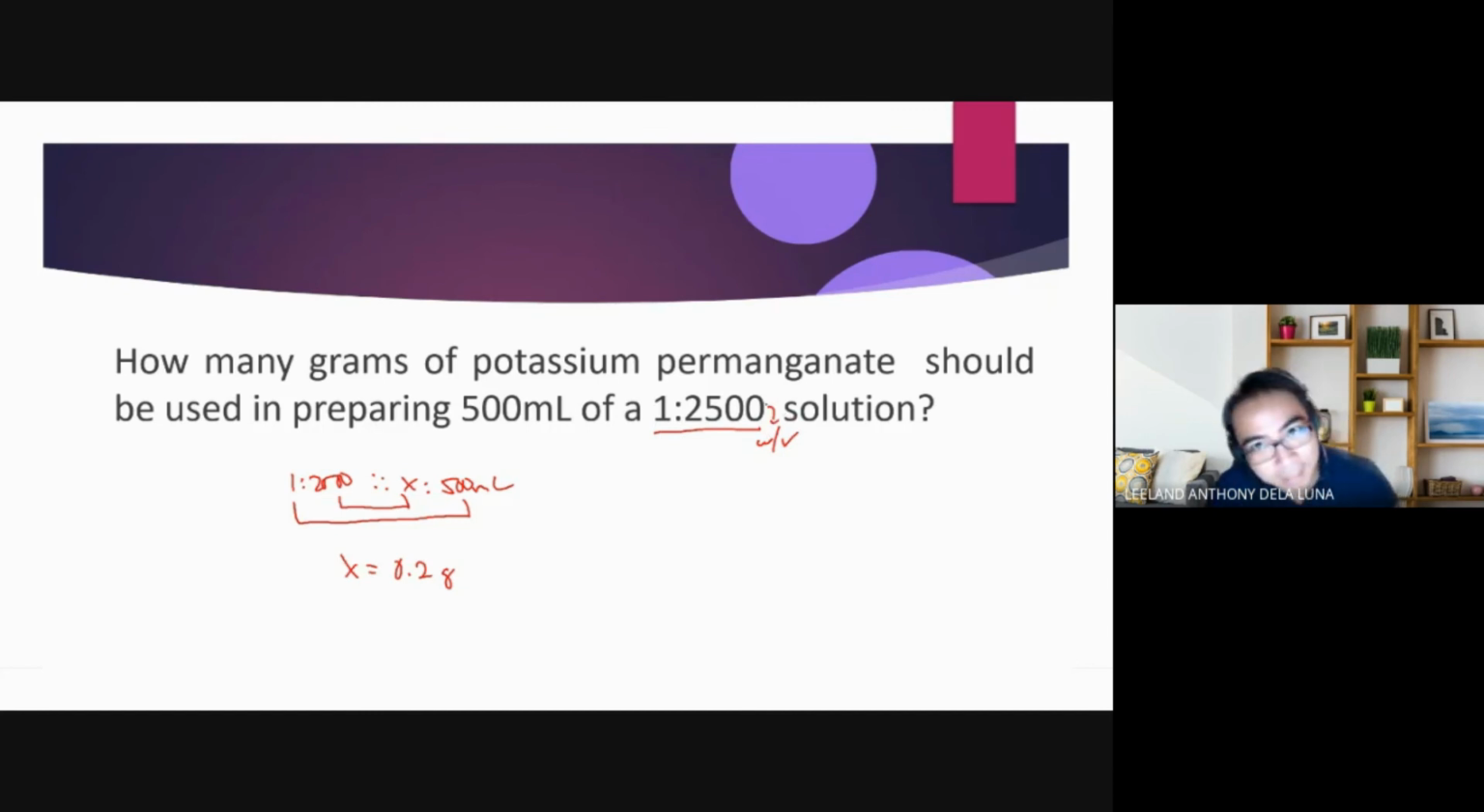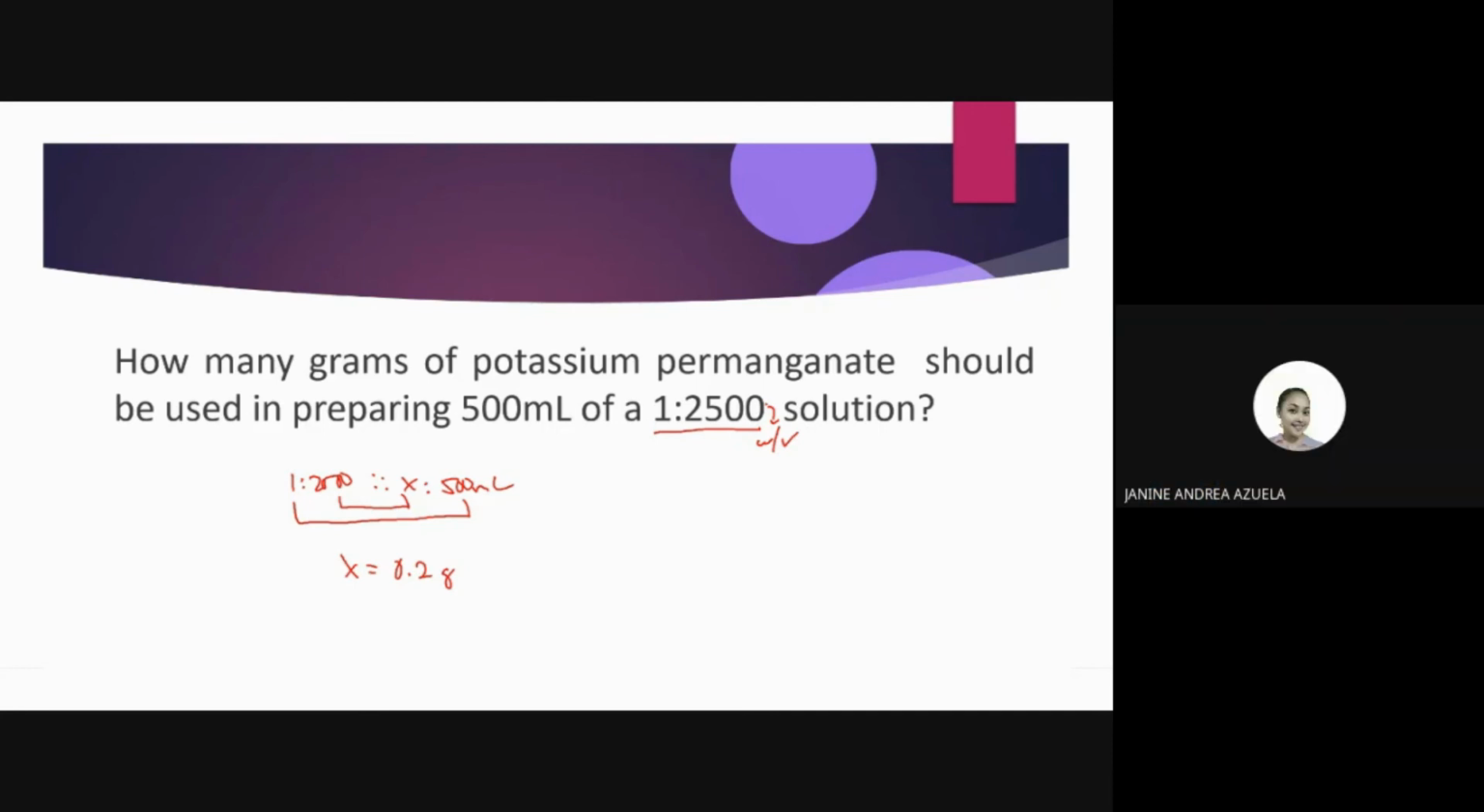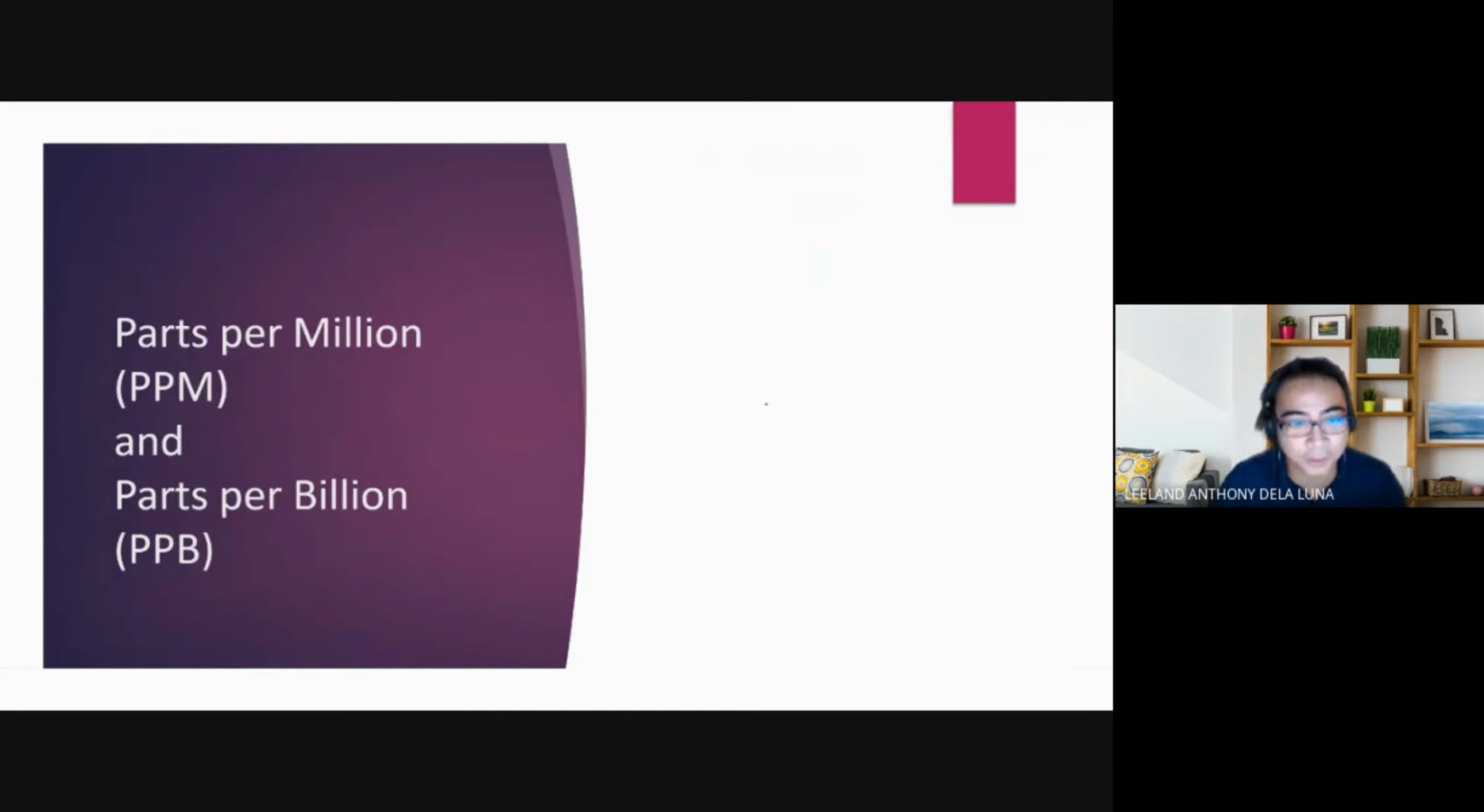Pero class, normally, pag hindi sinabi, bigyan ka ng percent strength or ratio strength, tapos hindi sinabi kung weight per volume o volume per volume, parang matik yung class, weight per volume yun. Kumbaga parang ang standard expression natin lagi would be to use weight per volume as a means of expressing our concentrations. Right? Any questions? Okay. Wala po. Alright, good. So mukhang wala pa naman so far.